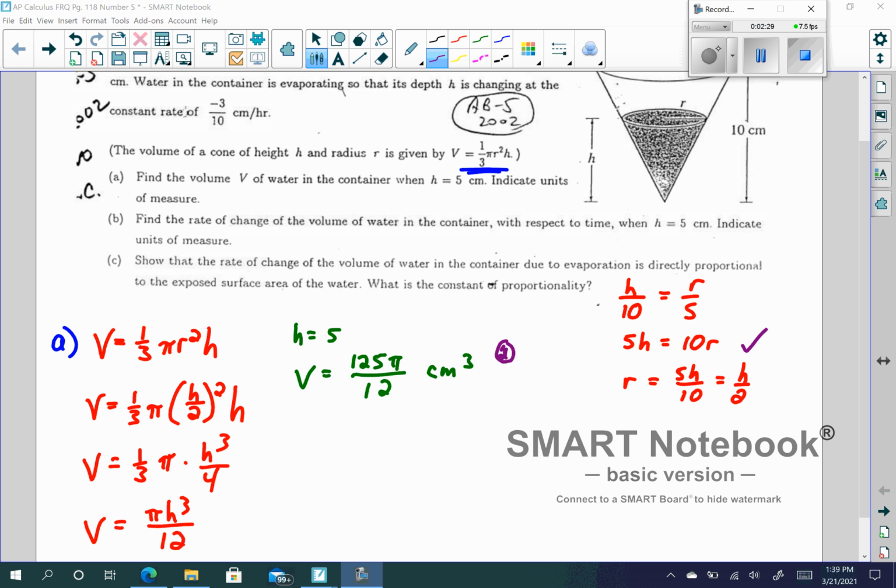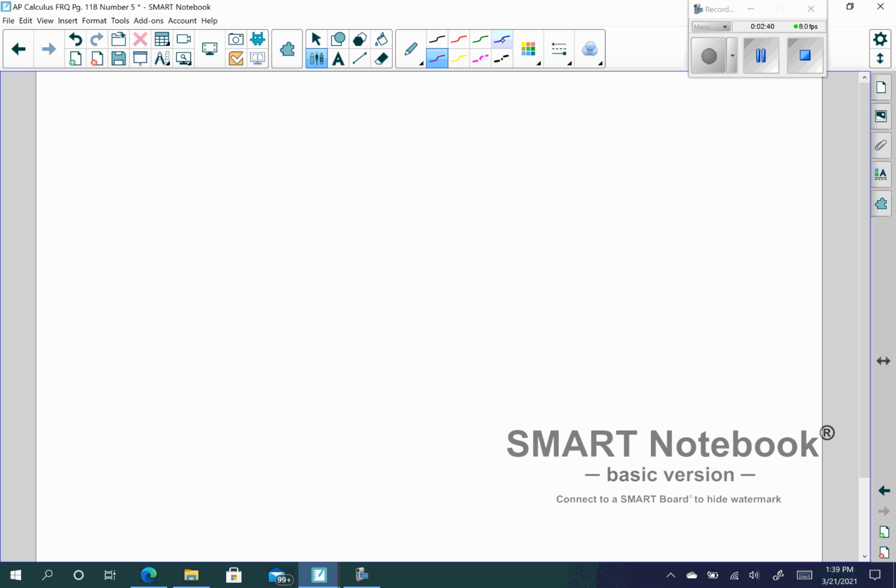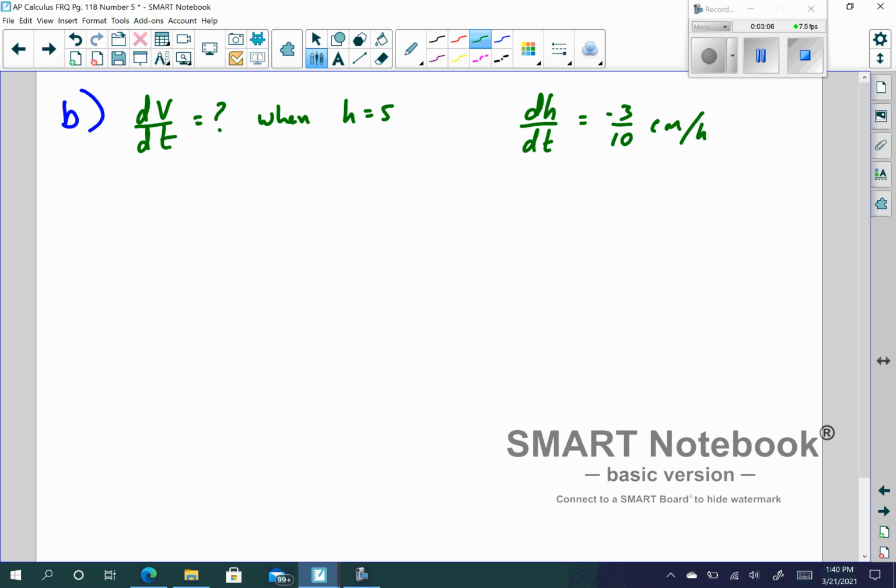All right, now for part B, find the rate of change of the volume of water in the container with respect to time when h is 5. Again, indicate units of measure. So this is just a related rates part. So let's go ahead and write that out. So we want to find dV over dt. So the picture's already drawn for us. This is what we have to find when h is 5. And then we know that dh over dt is this negative 3/10 centimeters per hour.